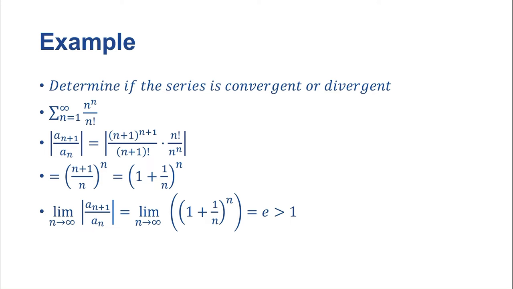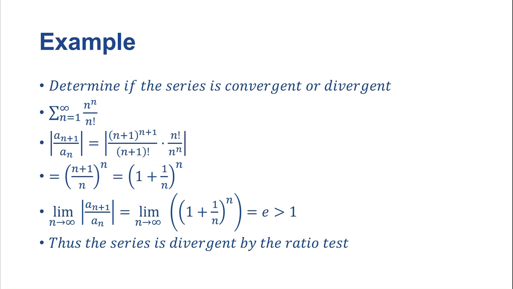Now, this is something from compound interest that you might remember for continuous compound interest back in like elementary functions, but that number is e if we take the limit as n approaches infinity of 1 plus 1 over n to the nth power. It's going to be e. e is larger than 1, so thus we can say our series is divergent by the ratio test.